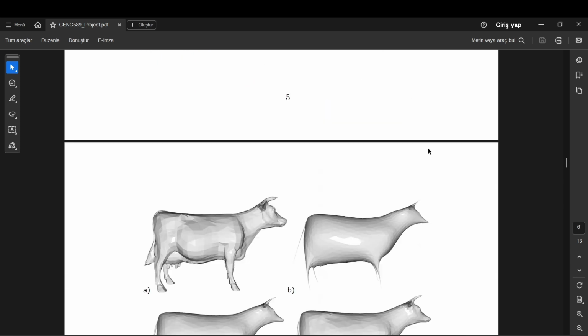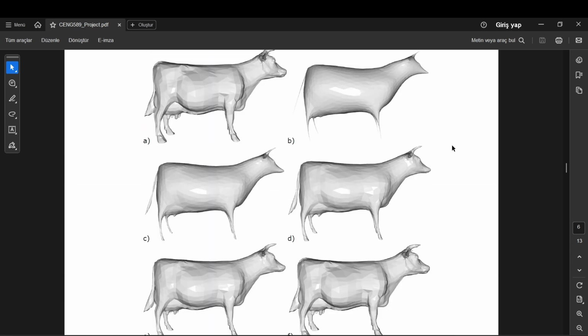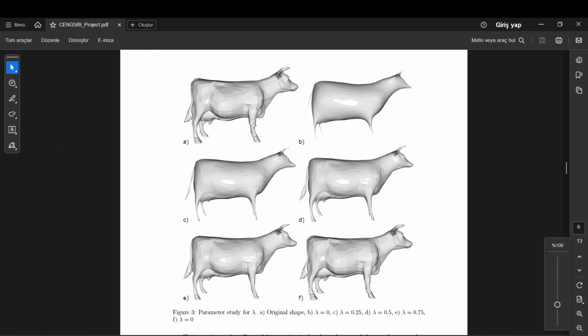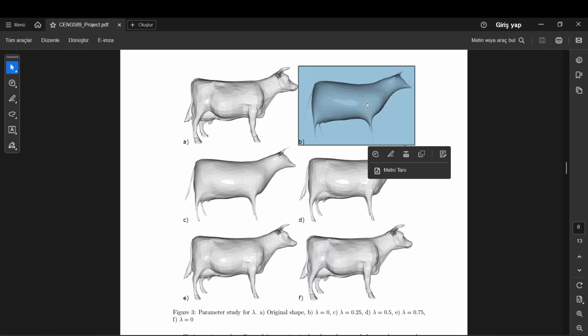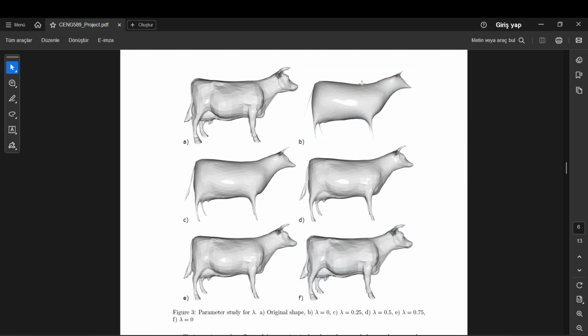So now let's look at the parameter study for lambda. This is again the original mesh, and this is for lambda equals 0, and this is for lambda equals 1. As you see, for small lambda values, the mesh is much smoother, while for large lambda values, the mesh is the original mesh.